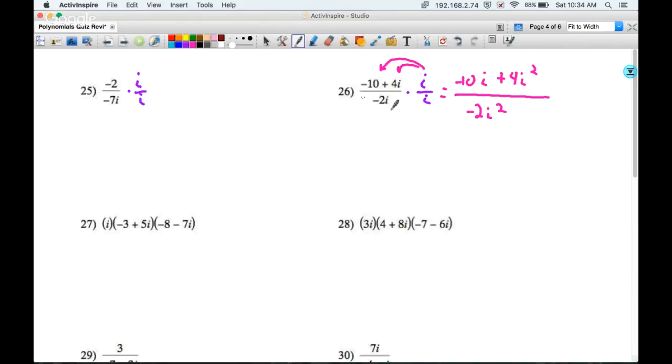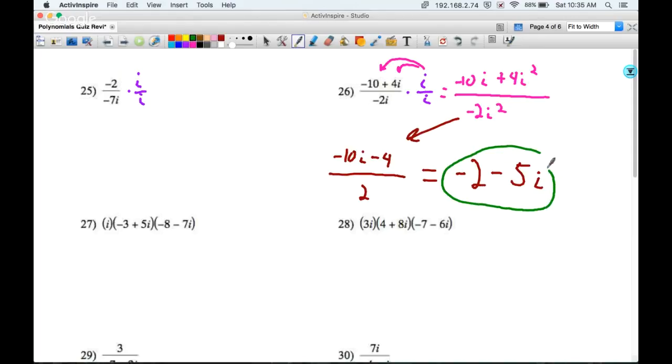Those i squareds need to become negative 1s, negative 10i minus 4. Hopefully we're okay with me just exchanging the i squared for negative 1 and then multiplying it to the 4 to get a negative 4, and then this becomes a positive 2. All right, rearrange, and also I'm going to divide the top and the bottom by 2. Well, actually, I'm just going to distribute that division. I'll just get negative 2 minus 5i. So I distributed the division there.